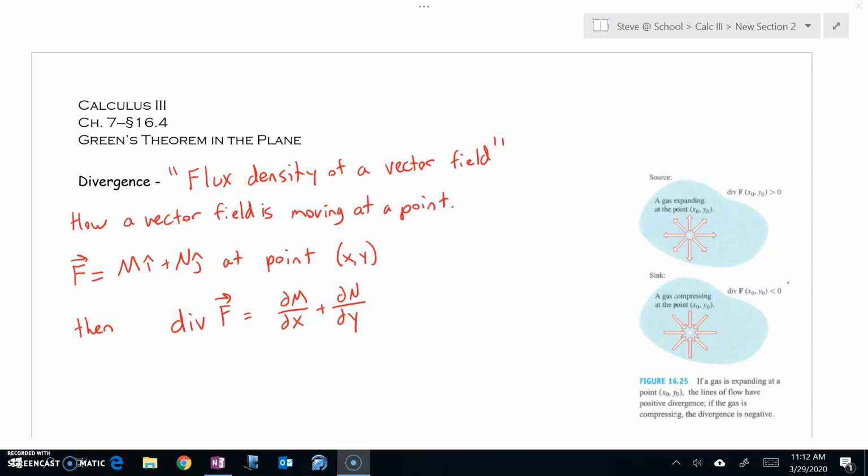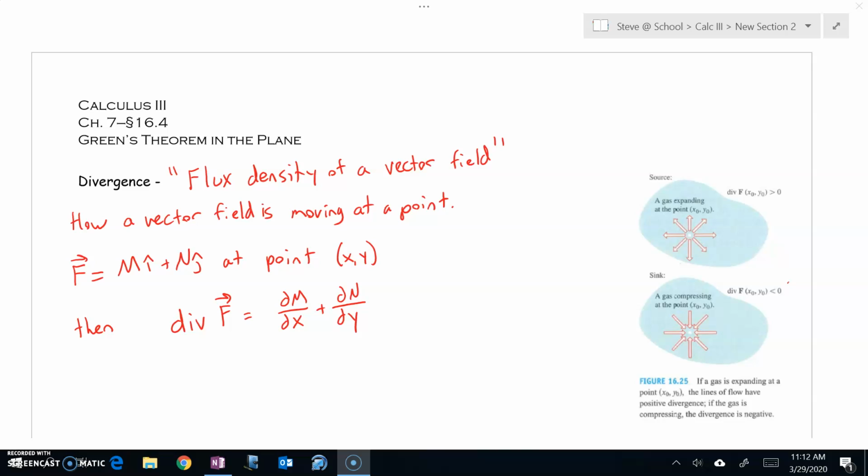This is our last section of the chapter we were working in about Green's theorem. Before we actually talk about Green's theorem, there are two ideas that we're going to talk about. The first one is called divergence. We did talk about flux, I think, two sections ago when we were talking about work and circulation and vector fields. Divergence is the flux density of a vector field. What that means is how a vector field is moving at a point.